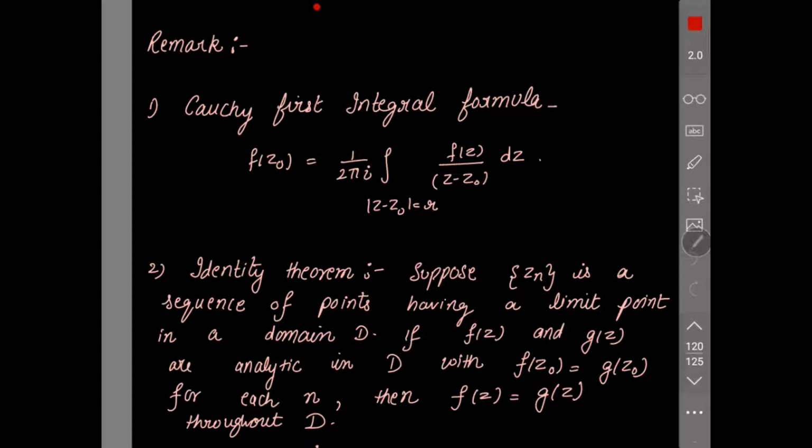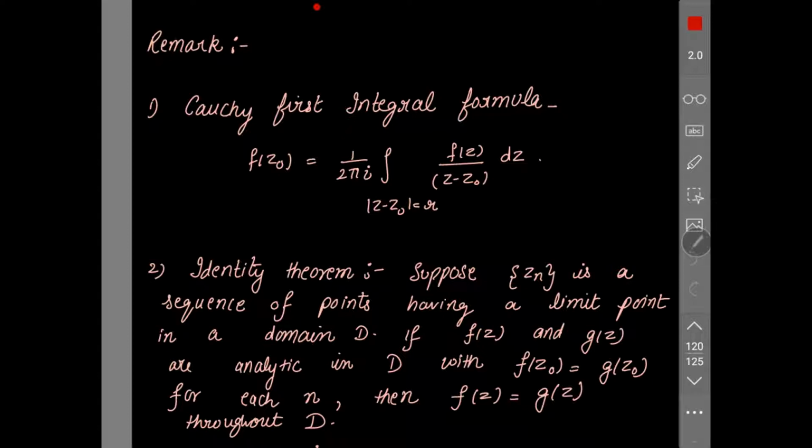we have Cauchy's first integral formula, which is f at z0 equal to 1 over 2 pi iota integral over |z minus z0| equal to r. This is a circle centered at z0 having the radius r, f(z) over z minus z0 dz. Then there is the identity theorem. Just take this theorem as your remark only.